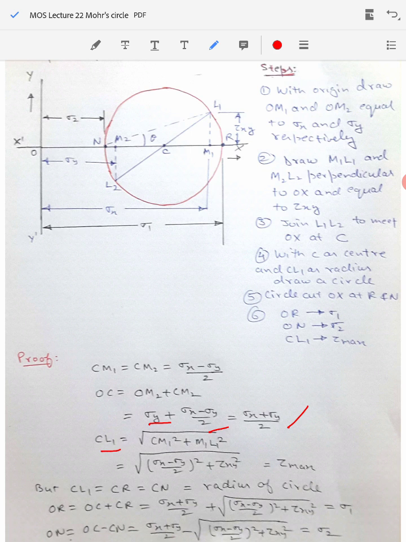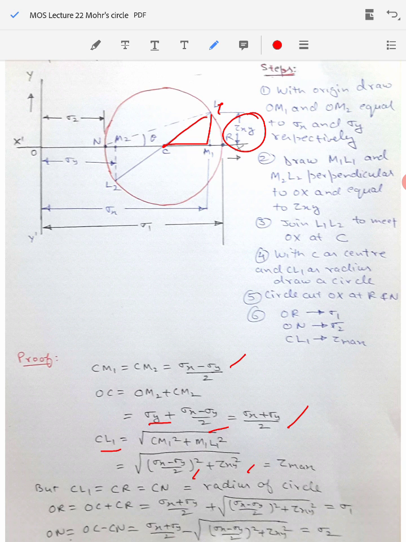Now let's look at another distance, that is CL1, that is the radius of the circle. Now CL1 can be defined from the triangle L1CM1. This is the triangle we are talking about, L1CM1. So from this triangle we know that CL1 will be equal to under root of CM1 square plus M1L1 square. And what is the value of CM1? This is (sigma x minus sigma y) by 2, so we put it here, and M1L1 is our value of tau xy. This is how we have plotted the distance of M1L1, so that is equal to tau xy.